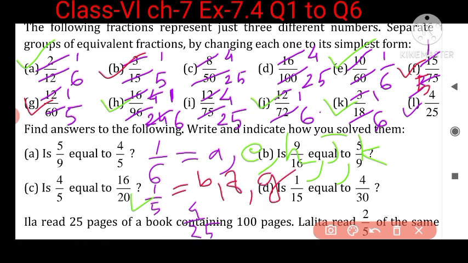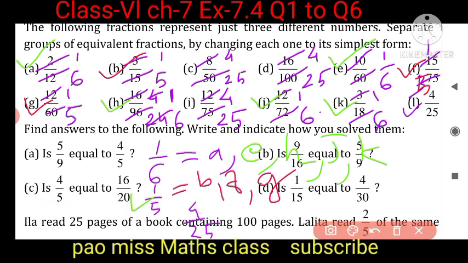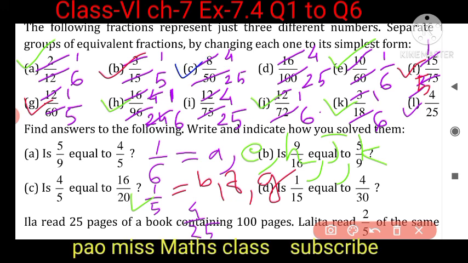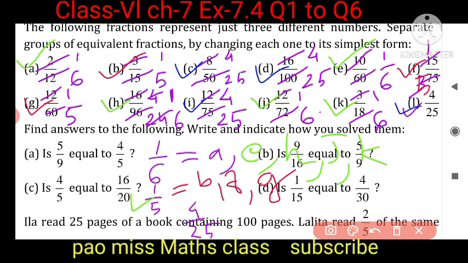Now for 4 upon 25. Which are 4 upon 25? C, D, I and J. These are equal to 4 upon 25.